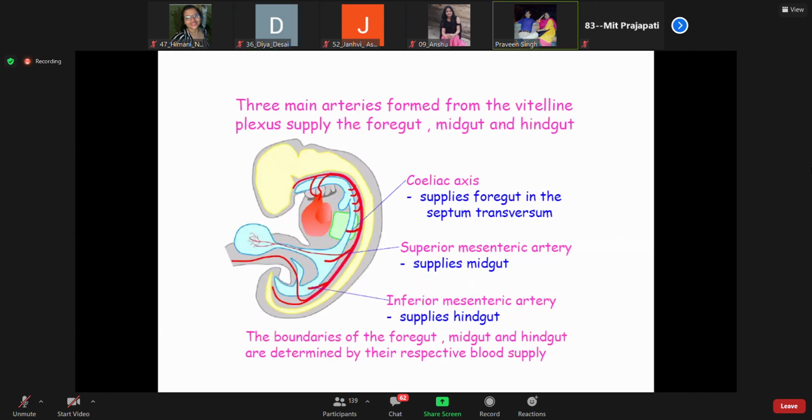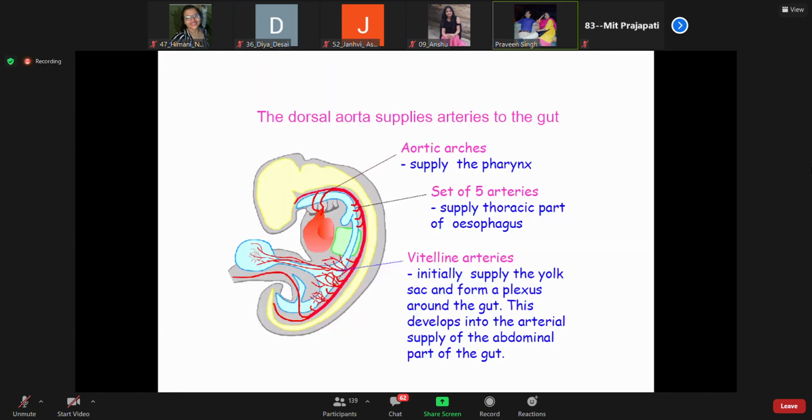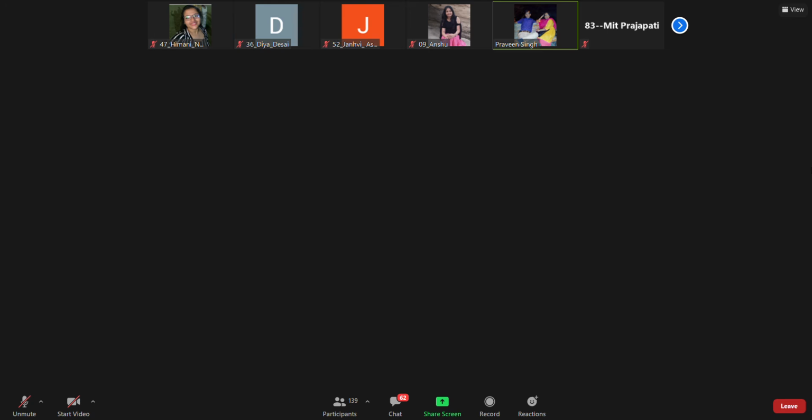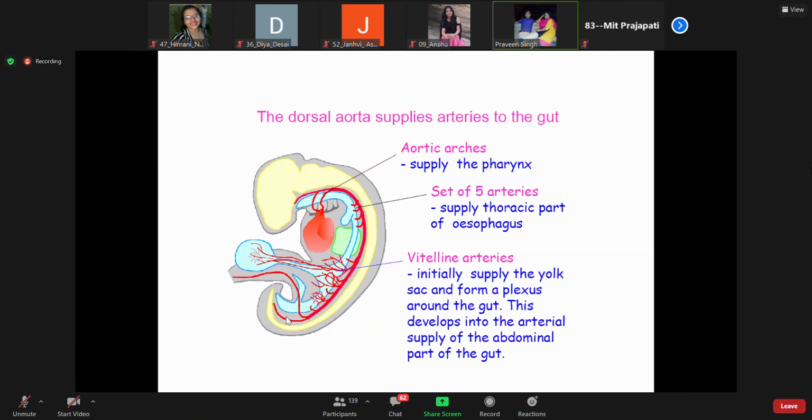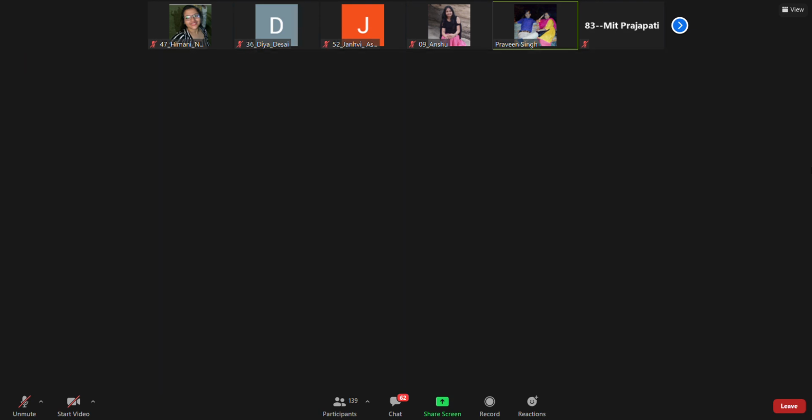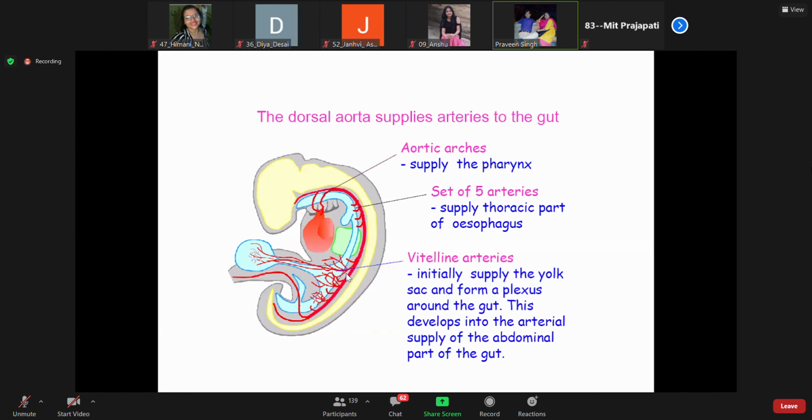Now, one important thing is the dorsal aorta. You can see from this diagram that this is the dorsal aorta, which is running at the back. It supplies arteries to the gut. Here there are aortic arteries which supply the pharynx. Then there is a set of 5 arteries which supply the thoracic part of the esophagus. And then there is the vitelline artery, which initially supplies the yolk sac and forms a plexus around the gut. This develops into the arterial system of the abdominal part of the gut.